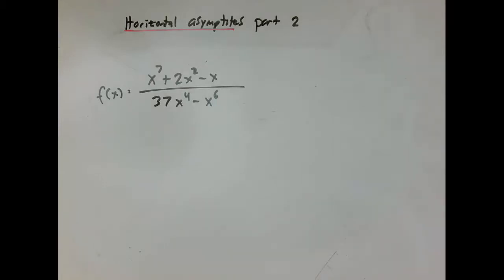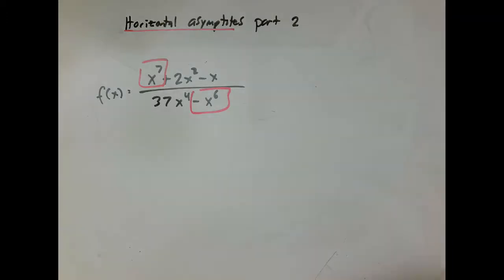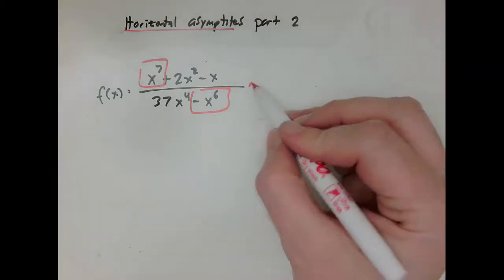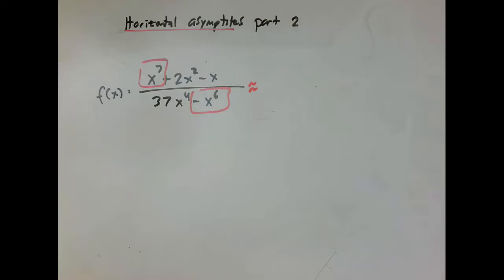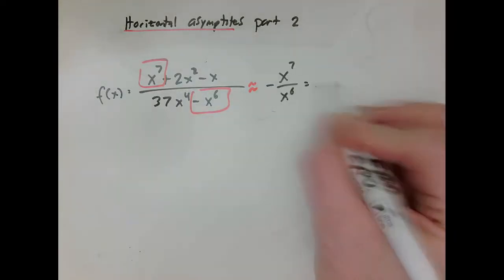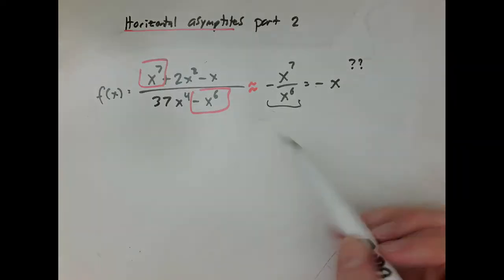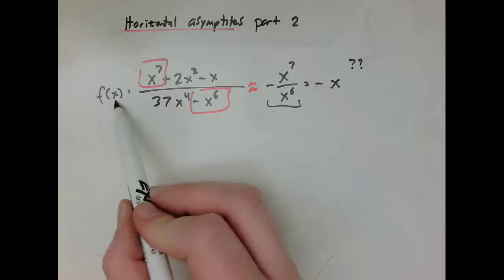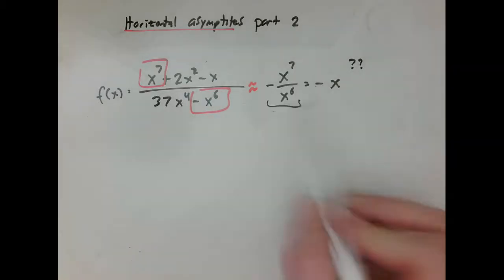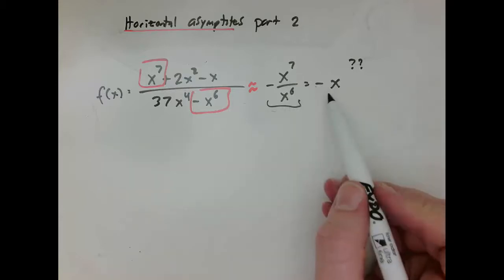Let's do one last one. What about this one? So here I've got these as my two dominating terms. So I know that for very large x, f of x is approximately equal to negative x to the 7th over x to the 6th, which is the same thing as negative x. Well, what does that mean? Remember, this is an end behavior model. So what I'm saying is for very large x, my original function behaves like this thing. So in the other examples, it behaved like an expression that was just constant.